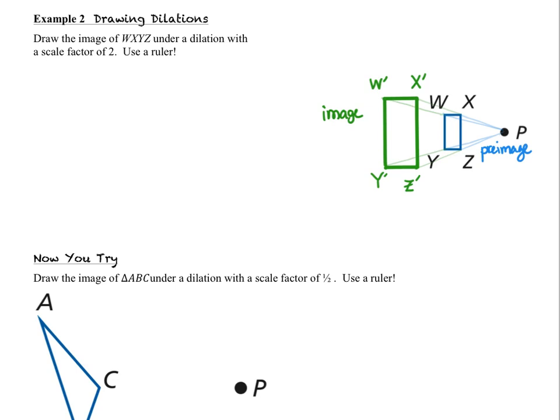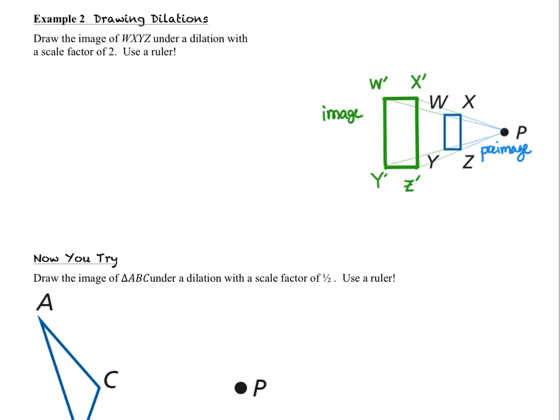For the next one, you've got a Now You Try. You are going to need to use a ruler. This one has a triangle, ABC, and this time what you want to do is create a new triangle, A prime, B prime, C prime, that uses a dilation factor of 1/2, which means you want each of the segments from point P, that center of the dilation, to the new points A prime, B prime, and C prime to be half the length of the original segments that created the original triangle ABC.